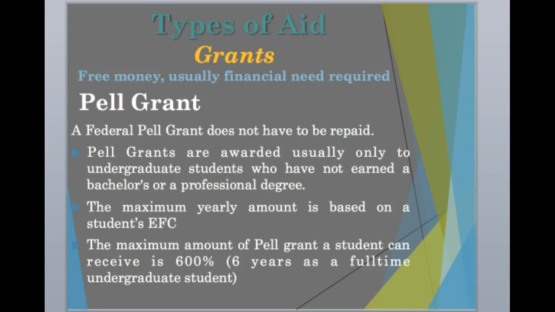The maximum amount of a Pell Grant a student can receive is 600%, meaning that they can receive a full Pell Grant for up to 6 years as a full-time student. And the Pell Grant amount is different from year to year, but it can be as much as $6,000 to $8,000 depending upon need.